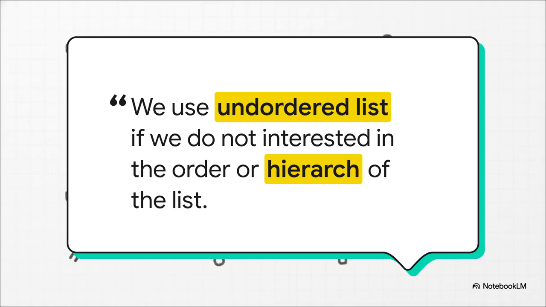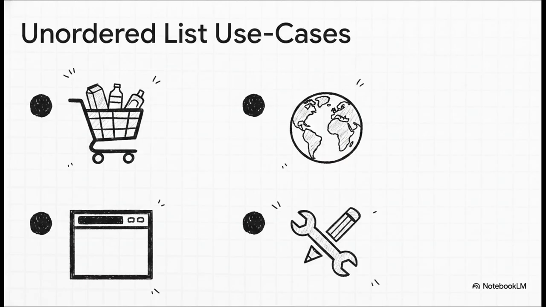Basically, if you can shuffle the items around like a deck of cards and the list still makes complete sense, you want an unordered list. Let's look at some highly practical use cases for the unordered list, which, appropriately enough, are formatted right here as a bulleted list. You'd use a UL tag for your grocery items, listing Scandinavian countries, or grouping together your developer skills.